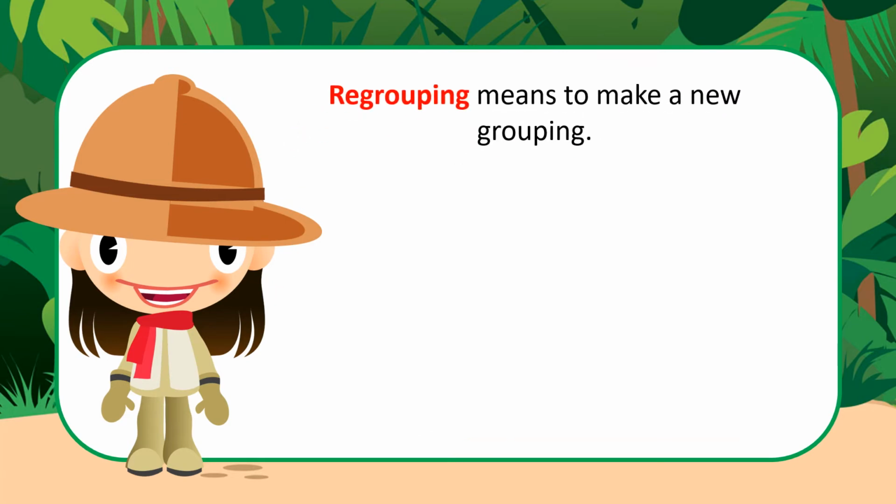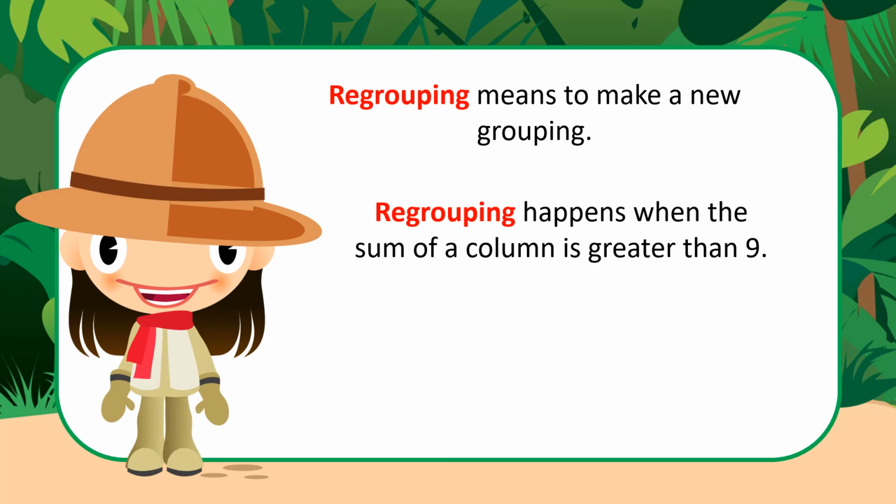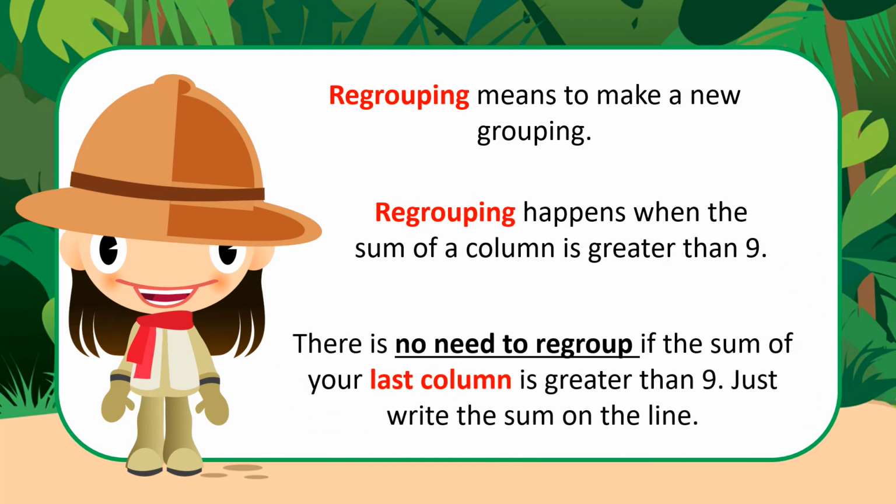Regrouping means to make a new grouping. Regrouping happens when the sum of a column is greater than 9. There is no need to regroup if the sum of your last column is greater than 9. Just write the sum on the line. Now this may sound a bit confusing to you, but I'll show you in the next few slides. Let's go.